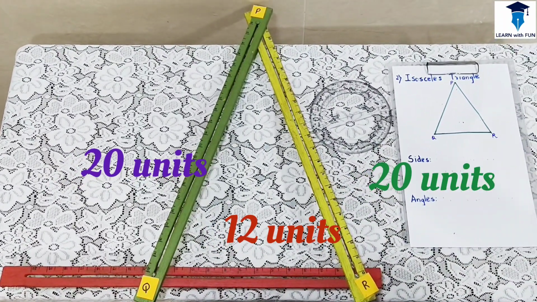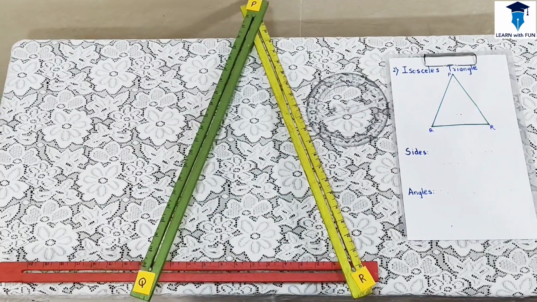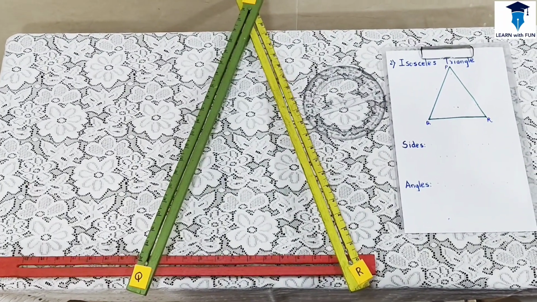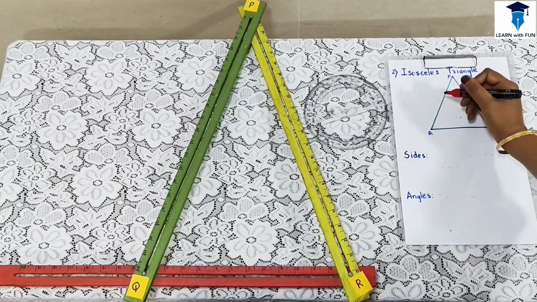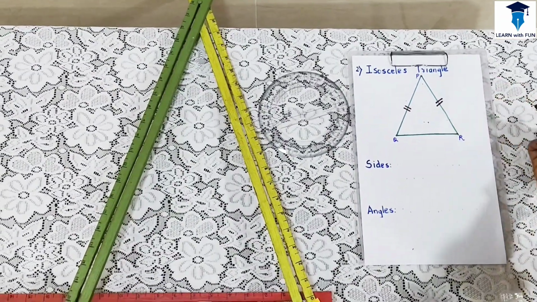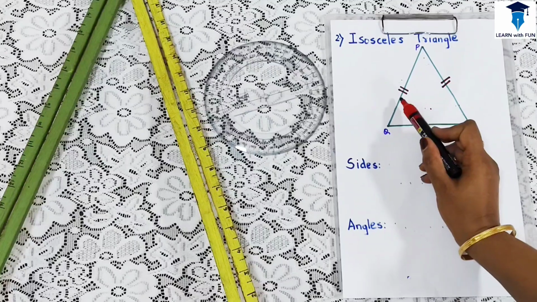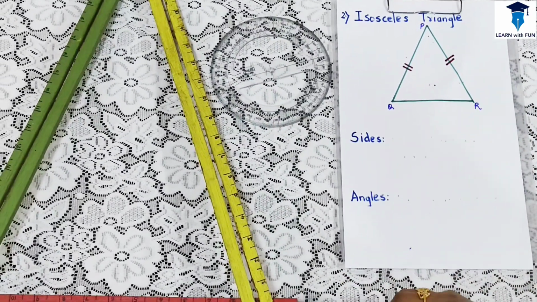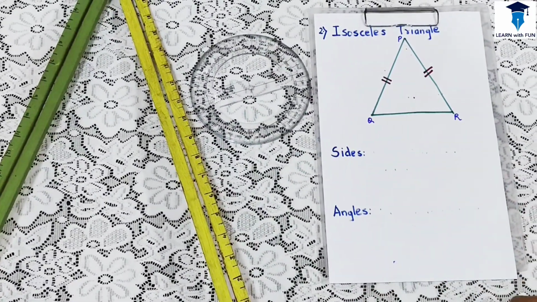So from this it is clear that in an isosceles triangle, the two sides are equal and the third side is going to be different. So how to represent it? Whichever two sides are equal, you represent it by these two marks. So from this diagram it is clear that PQ and PR are equal. So this represents an isosceles triangle.